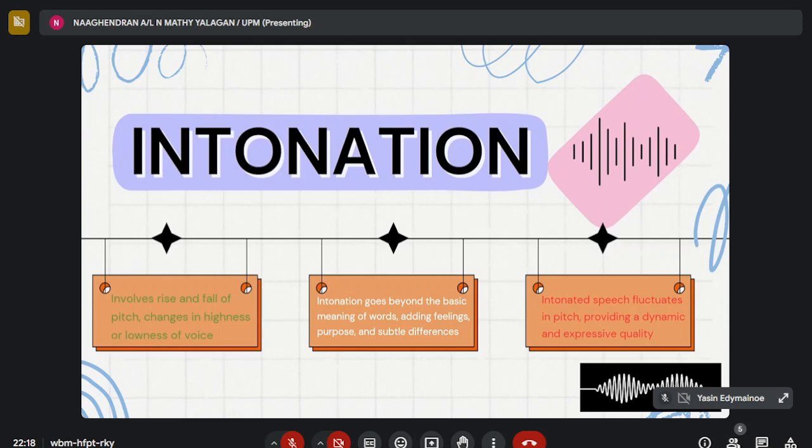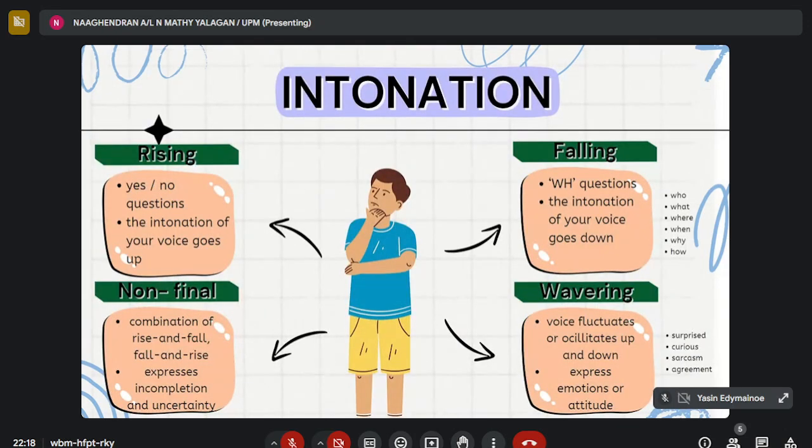At its core, intonation is about the highness or lowness of your voice. Unlike monotone speech, where the pitch remains constant, intonated speech fluctuates in pitch, providing a dynamic and expressive quality to spoken language. These variations can occur over individual words or entire phrases, making speech more engaging and effective. Next. Here I inserted 4 different types of intonation.